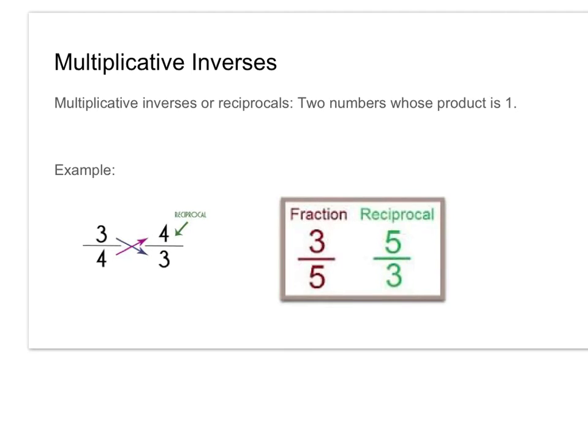In this example, we have 3/5. Its reciprocal, or its flip, would be 5/3. Again, 3 times 5 is 15, and 5 times 3 is 15. 15 divided by 15 would give you 1. So multiplicative inverse is the same thing as a reciprocal.